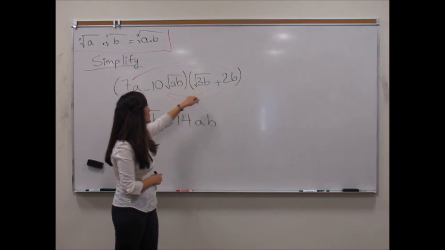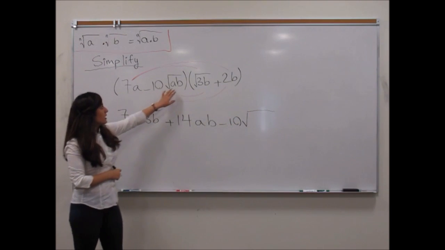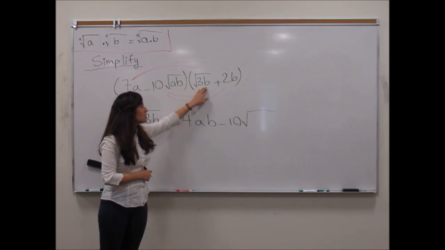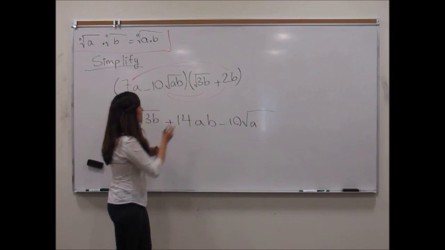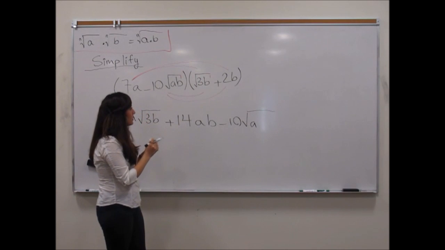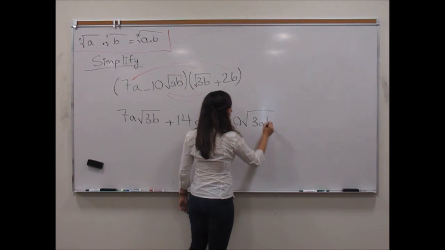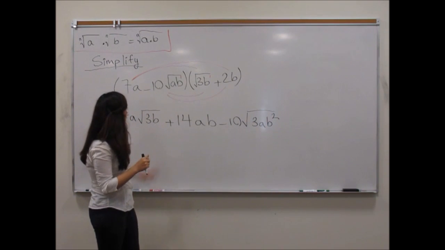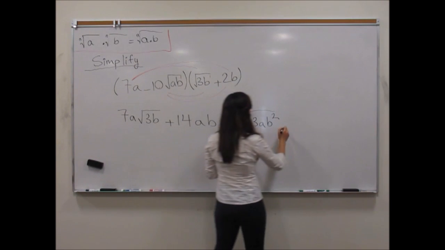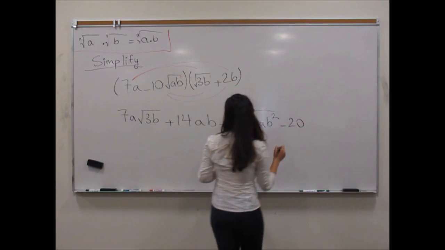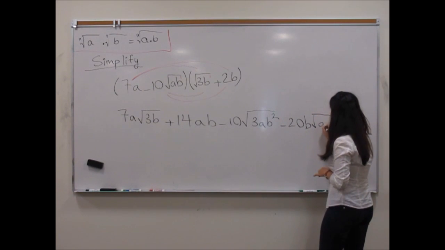And moving on to here, -10 times 1 gives me -10, and then under the radical we get b squared, and I have a 3. So this is 3ab squared. And then negative 10 times 2 gives me negative 20. Negative 20b times rad ab.